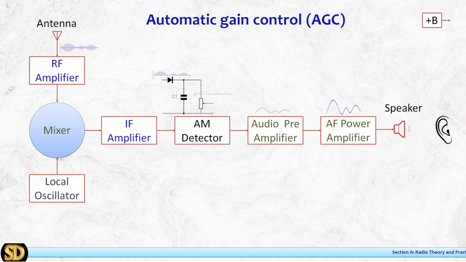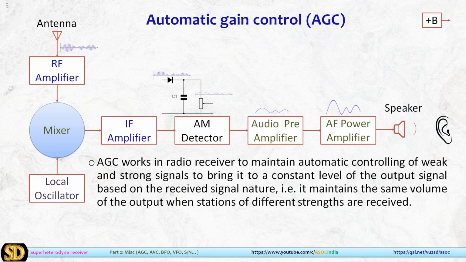Now come back to the block diagram of the radio receiver. In the block diagram of an AM receiver, you may find the AM detector. That is a common stage where we have some parameters. This AGC works in the radio receiver to automatically control weak and strong signals to bring them to a constant level of the output signal, based on the received signal nature. That is, it maintains the same volume of the output when stations of different strength are received.